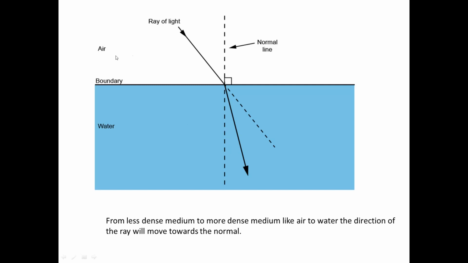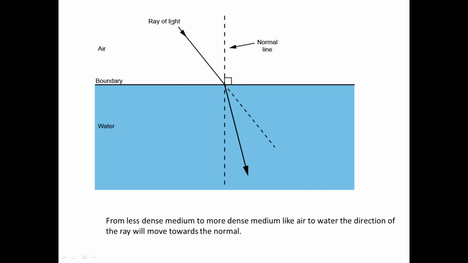Now, we all know that air is less dense than water, right? Keep it in mind. From a less dense medium to a more dense medium, whatever the medium, like, as an example, from air to water, the direction of the ray will move toward the normal. What is the meaning of that? That means the ray will continue, but it will deviate. What is the meaning of deviate? Change the direction toward the normal. So it's not far away from the normal. It will come closer to the normal.